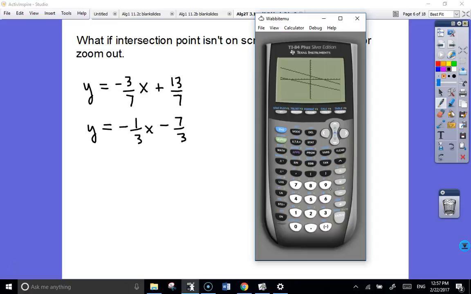You also don't actually have to say graph before you go to second trace 5. But if you do second trace 5, it's going to draw the graph. So you need to let it draw the graph before you hit enter, enter, enter. If you've already graphed it, then you don't have to worry about that. It's already on the screen. Okay.